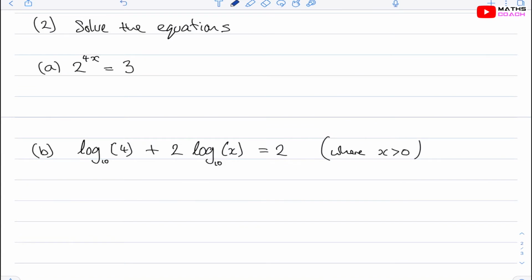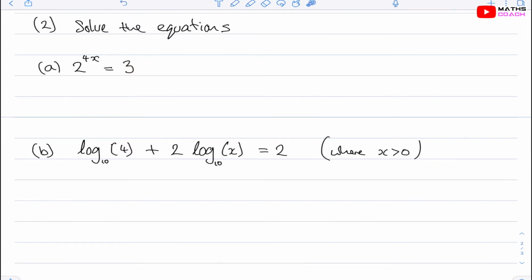So now let's move on to solving equations using the laws of logarithms. So here we have 2 to the power of 4x equals 3. Now in this equation, the x is the actual power itself. X is on the index at the top. So we can't really work out what x is unless we can bring the x back down as a coefficient, and then maybe we can solve the equation.